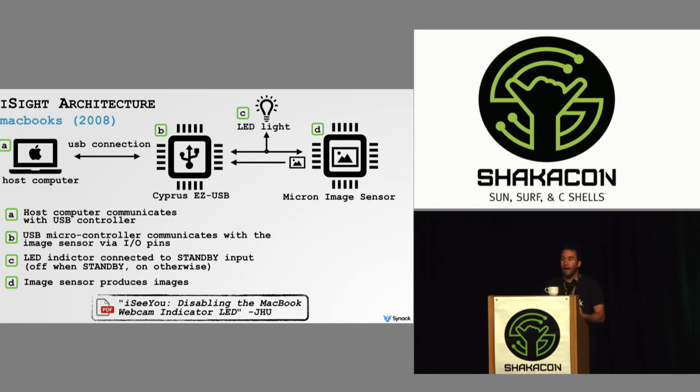So here you can see the architecture. It's basically four parts. The host computer talks to an internal USB microcontroller, a Cypress EZ-USB microcontroller. The USB microcontroller then talks to a Micron image sensor via I/O pins, and the image sensor is what is actually capturing the frames. Attached to one of the I/O pins is the LED indicator light. Specifically, it's attached to the standby pin. So when the standby pin is on, meaning the device is in standby and there's no power, the LED indicator light is off. When the standby pin is off, meaning there is power going to the device, the LED indicator light is on. Pretty straightforward.